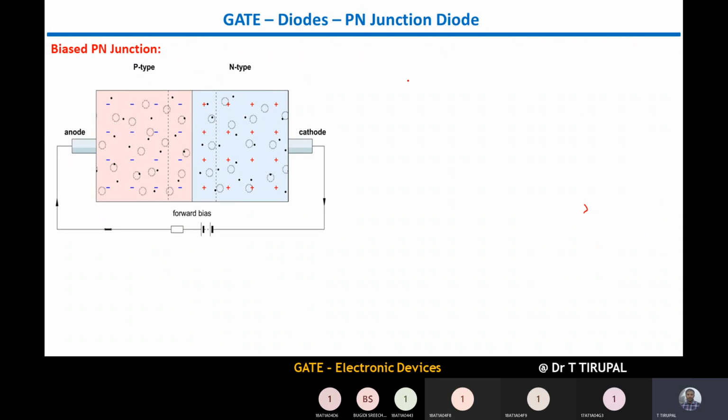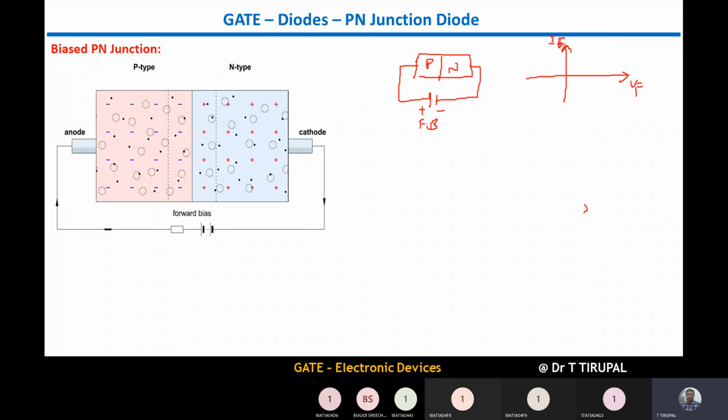If I apply positive terminal to p-type and negative terminal to n-type, likewise you can observe here, this is p-type and n-type. If I apply positive terminal to p-type and negative terminal to n-type, then it is said to be in forward bias. This is called forward bias first. So in forward bias, what happens is the charge carriers slowly move from one side to another side.